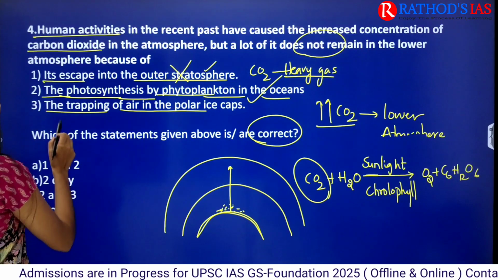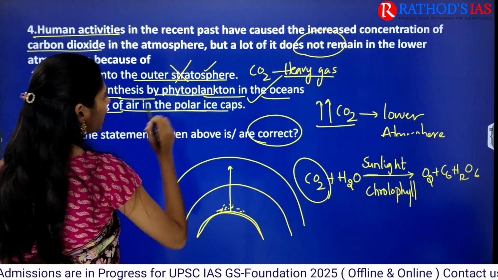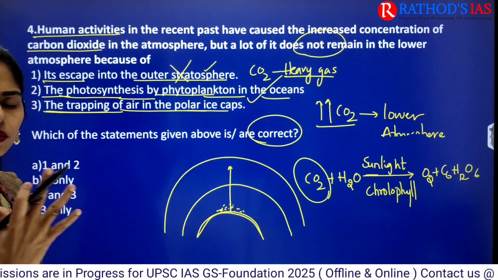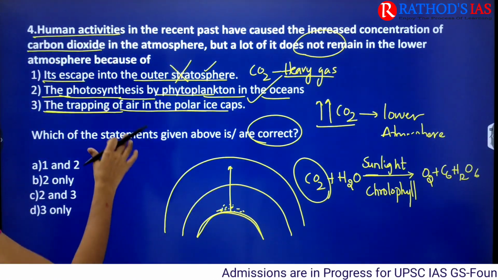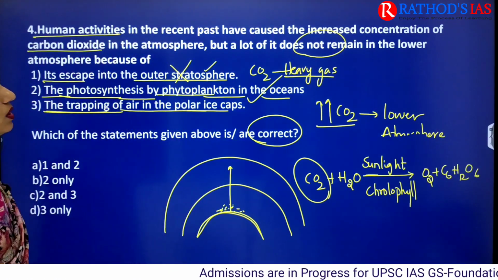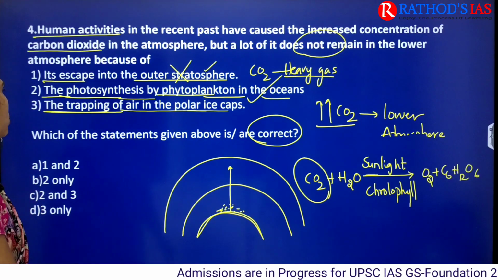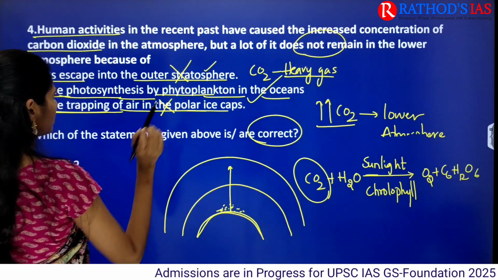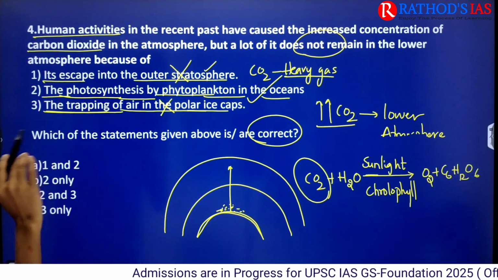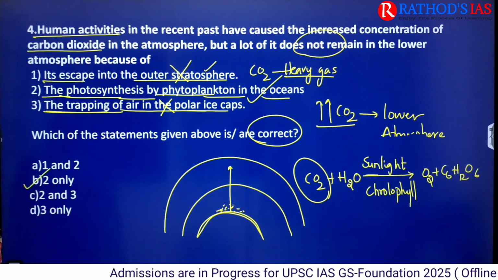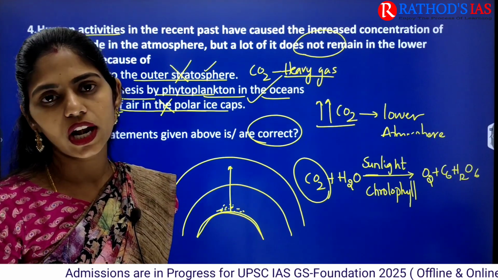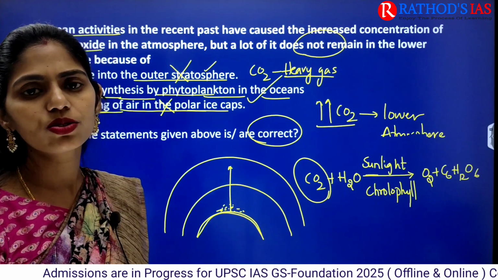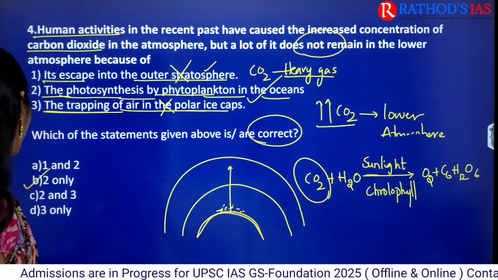The third one is the trapping of air in the polar ice caps. Whatever amount of carbon dioxide is trapped in the polar ice caps is not at all related to this, so we can eliminate it. This is an extreme statement that I can see. So the correct option here is B, 2 only. Clear? If you have any doubts, please post them in the comment box so that I will try to resolve your doubts.